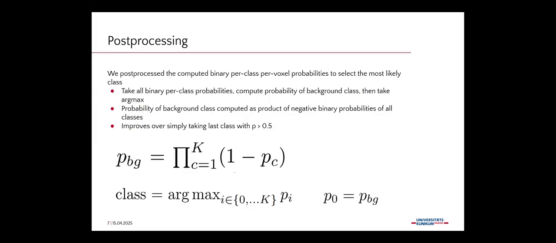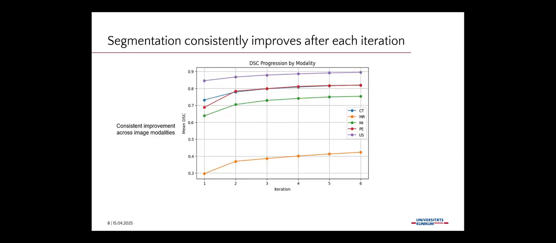And additionally, we also compute a probability for the background class as the product of all the negative probabilities of all the other classes. So one minus the probability of each class. That's on the bottom of the slide here. And then we take the maximum of that. So it could be either the background class or any of these K classes that are present in the given image. And we find that this simple post-processing, of course, one could do more, but this simple one at least reliably should improve the dice score a little bit.